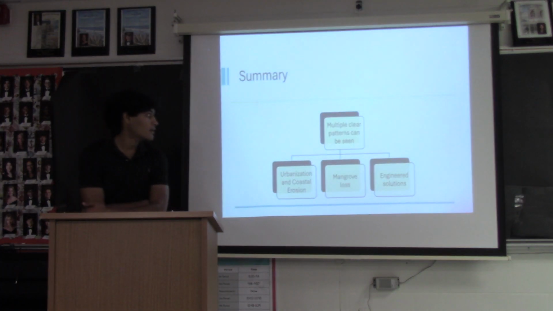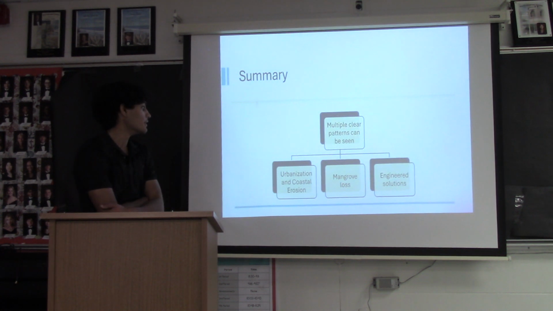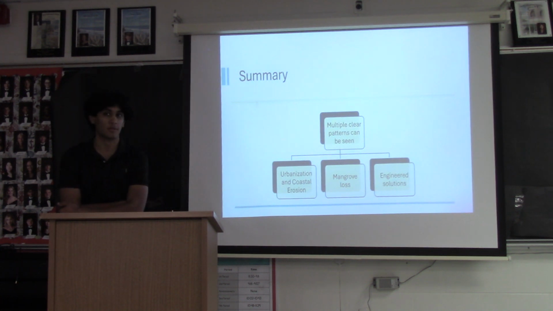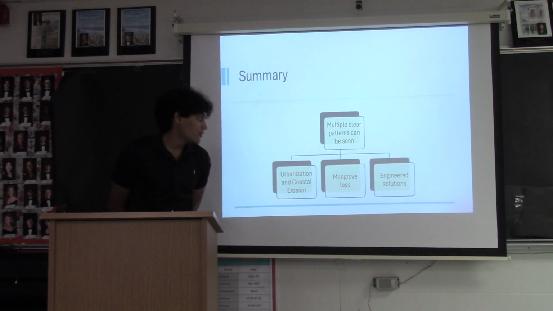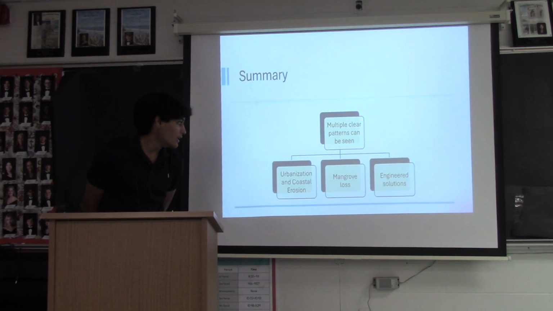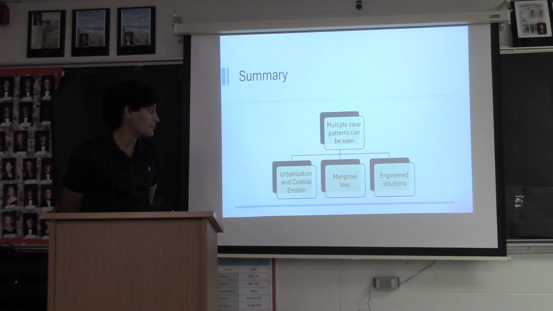Summary. Multiple clear patterns can be seen. Urbanization and coastal erosion. Over the world, urbanization has impacted coastal erosion, and we have lost a lot of seas. Mangrove loss and engineered solutions. Engineered solutions have damaged wildlife and are not beneficial.